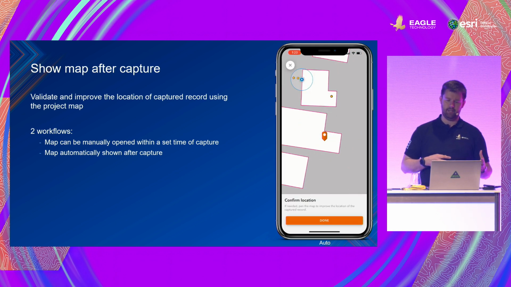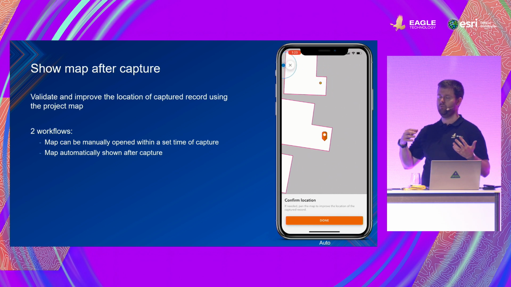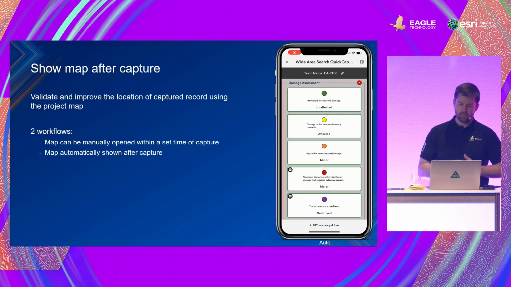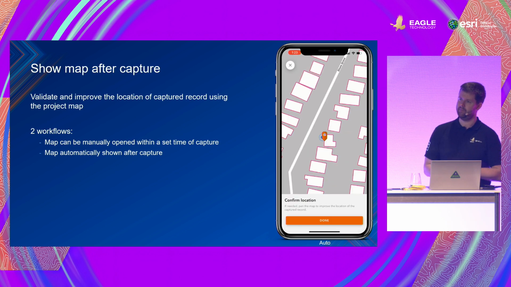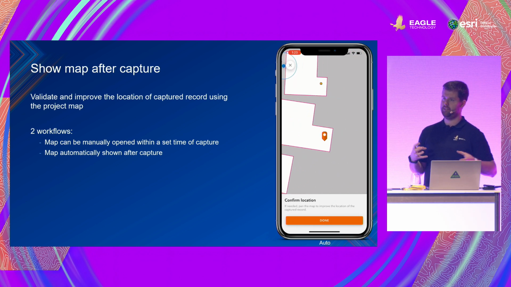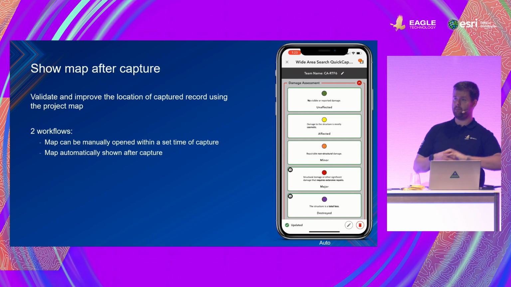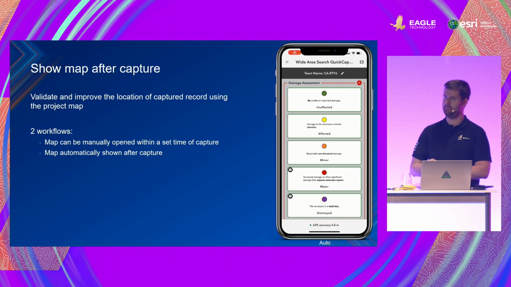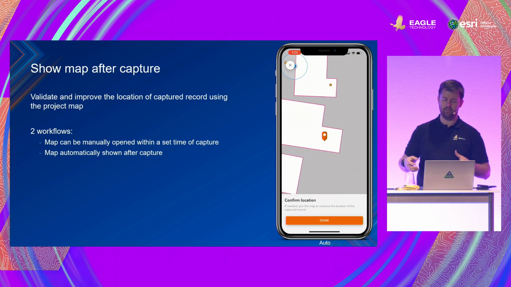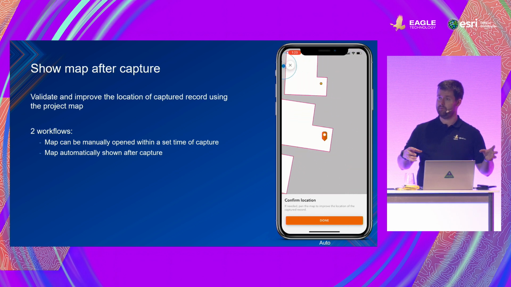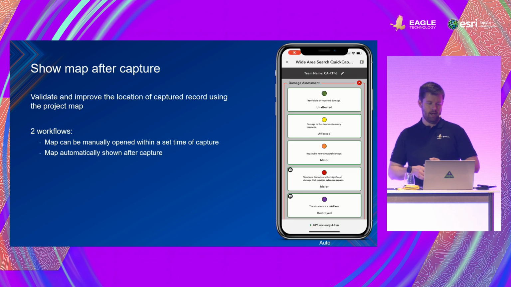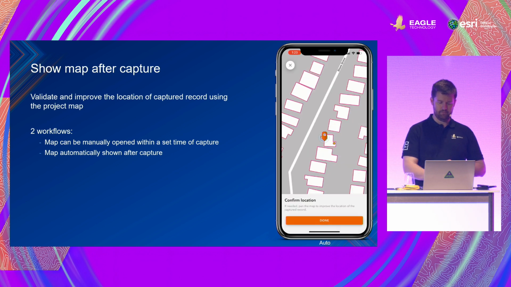So showing map after capture, when it's not a critical workflow where you're trying to just capture as much information as possible. This is just another thing you can configure within your project to be able to help validate information that has been captured by your field workers before it even goes from the device into a feature service somewhere. So there's two workflows here. The map can be manually opened within a set time of the capture after an object or a feature's been dropped on the map, and then the map's automatically shown after capture.